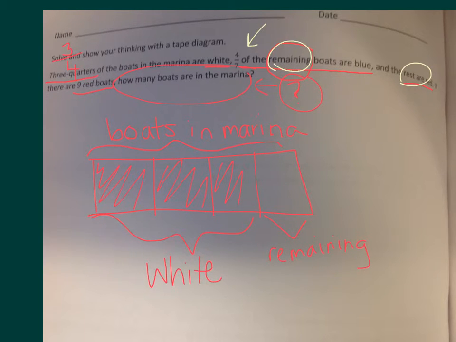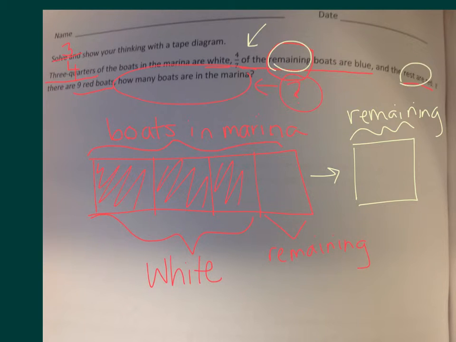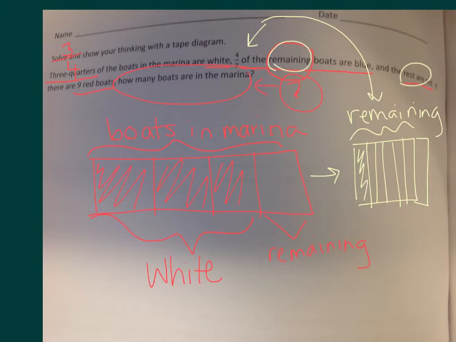Now, I can't really partition the remaining, so I'm going to do like a zoom in like we see in books sometimes. So I'm going to draw that out. Okay, so now I'm dealing with the remaining. I know that 4/7 of the remaining boats are blue. So I'm going to partition that into 7ths. 1, 2, 3, 4, 5, 6, 7. And I know that 4 out of those 7 are going to be blue. Which means the rest have to be red.